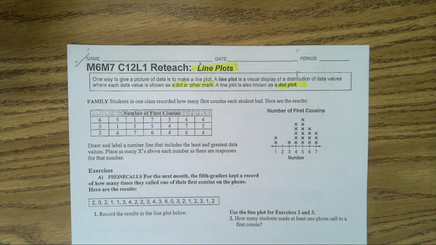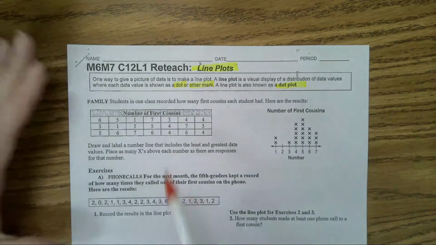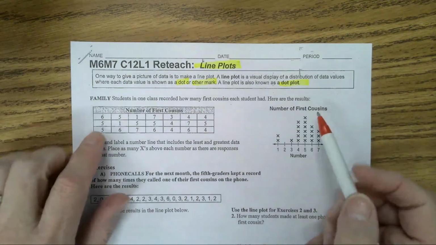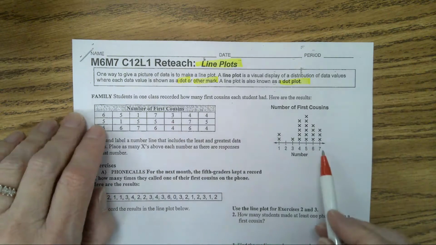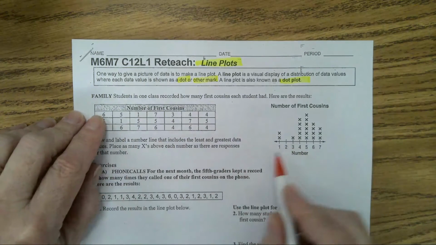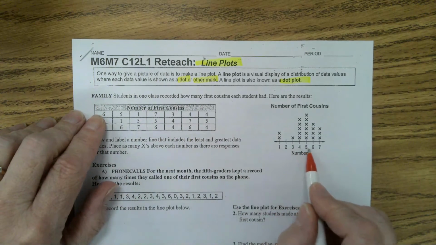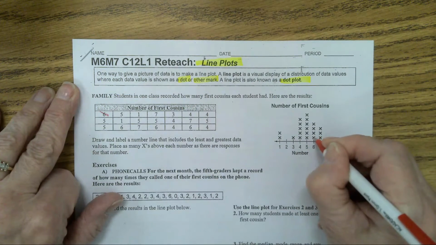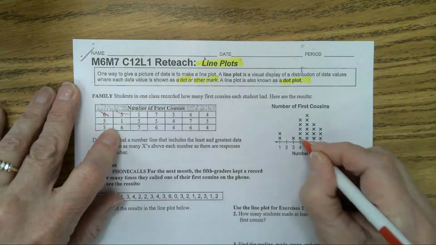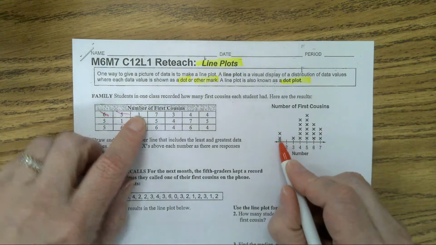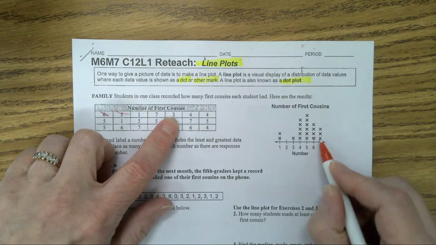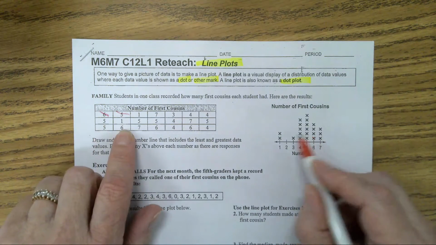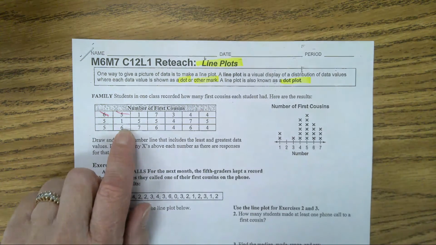Okay, so it says students in one class recorded how many first cousins each student had. Here's the results. All right, kids, so for each one of these numbers you put an X. So numbers 1, 2, 3, 4, 5, 6, and 7. So that person has a 6, you put an X above the 6. Then an X above the 5, an X above the 1, an X above the 7, an X above the 3, 2 4s, another 5, an X above the 1. Do you see how they do that?